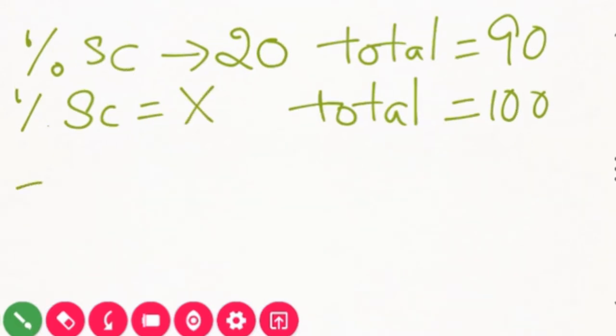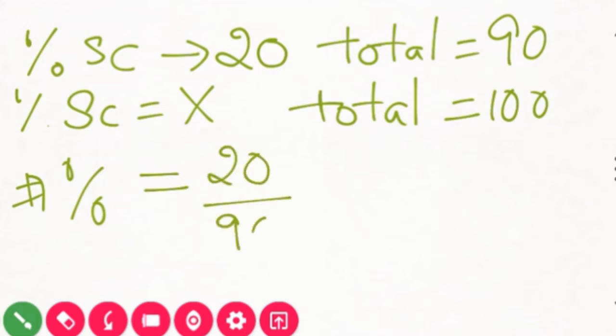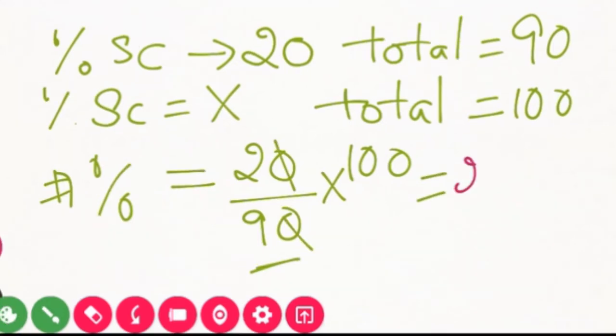Okay, we can find the percentage. Percentage is equal to 20 divided by 90, where 90 is the total number of students, into 100. This will be the percentage. By solving this, we are going to get around 22.22.